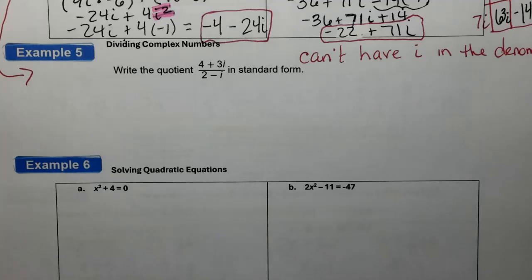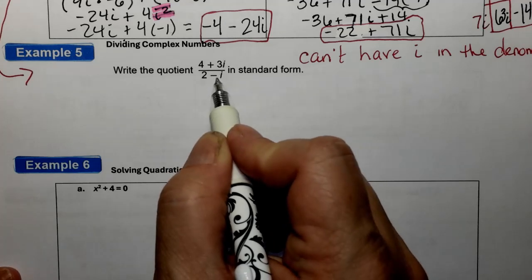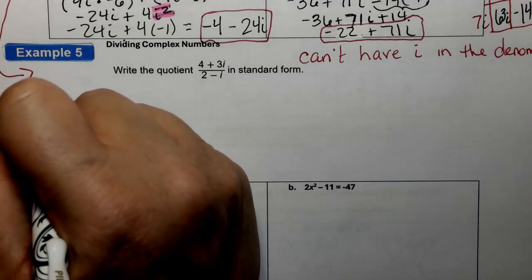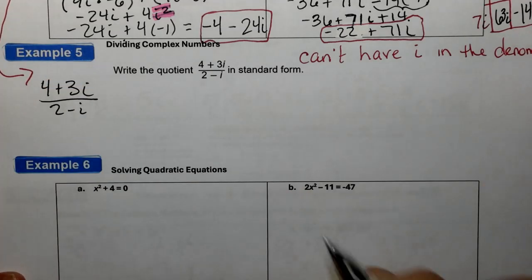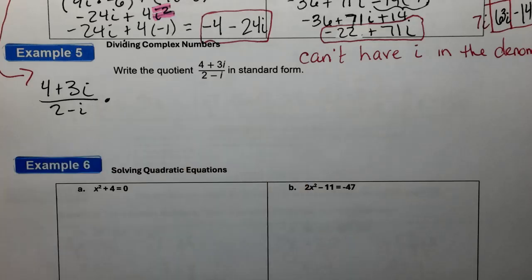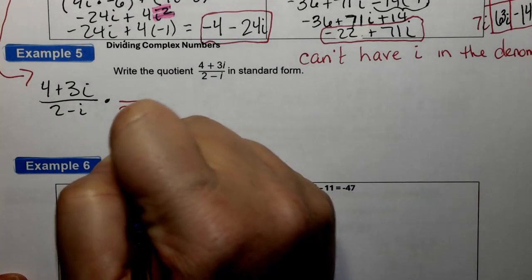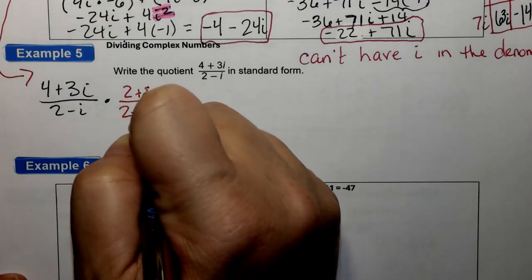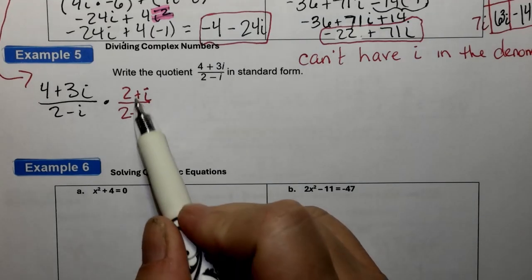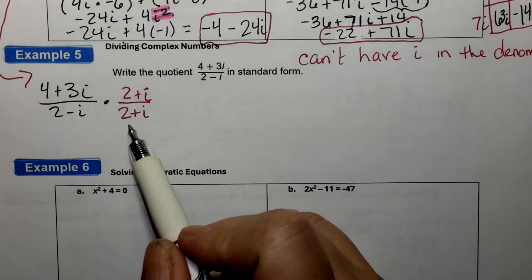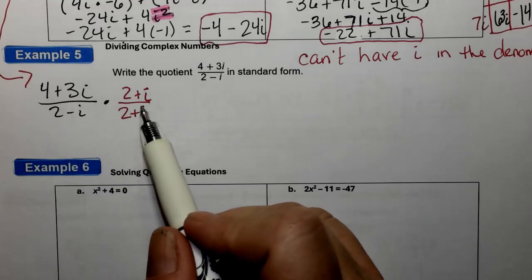All right, so we're going to multiply this bottom by the conjugate, and that's going to help us get rid of the i. So let's rewrite our problem. We've got 4 plus 3i over 2 minus i. We're going to multiply our numerator and our denominator by the conjugate, which is 2 plus i. So why are we able to do this? Well, remember, any number over itself equals 1. So we're essentially multiplying this by 1, just in this format.